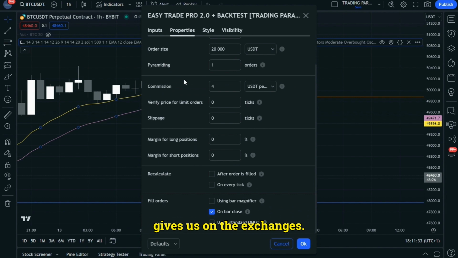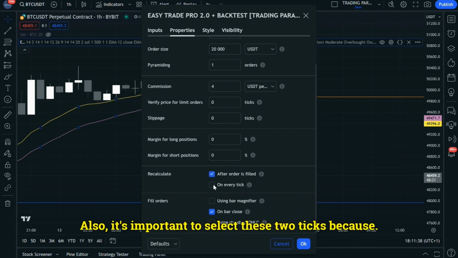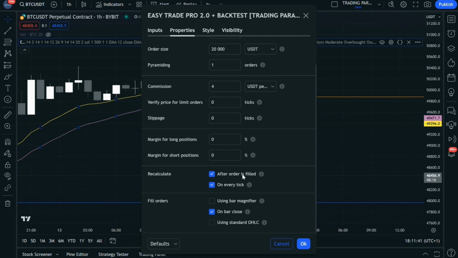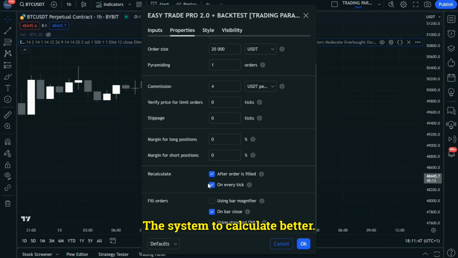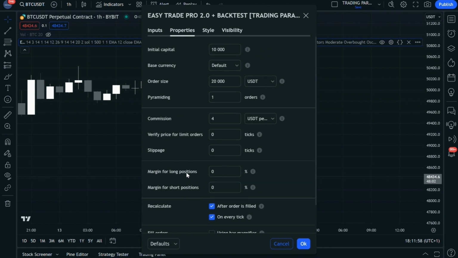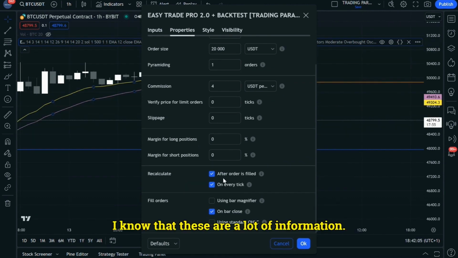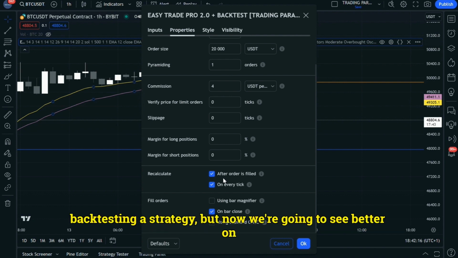Also, it's important to select these 2 ticks because it helps the system to calculate better. I'm not gonna go into details, but make sure these 2 boxes have this tick. Okay, so I know that these are a lot of information, especially for whoever is not familiar with backtesting a strategy.